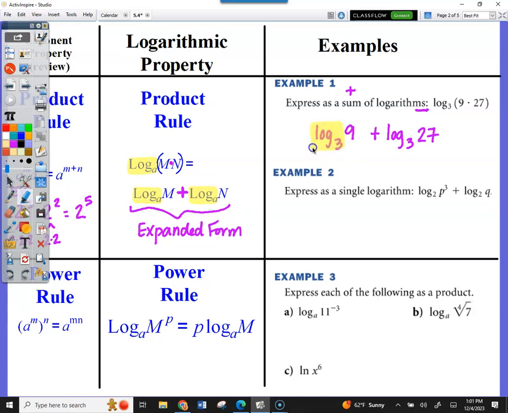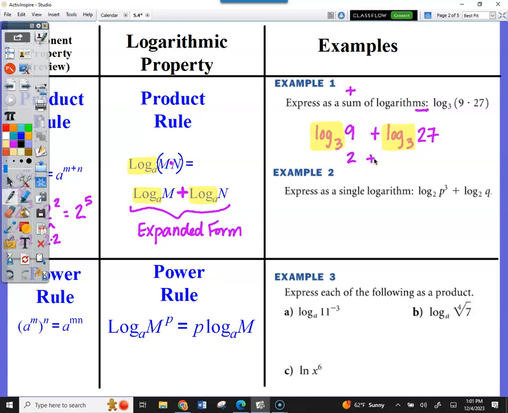It says express it as a sum. Yes. If it said evaluate it, you would have to think to yourself what those logs represent. Notice there's no x, so everything has a number. So this is saying 3 to what power is 9? 3 squared is 9. This would be a 2.